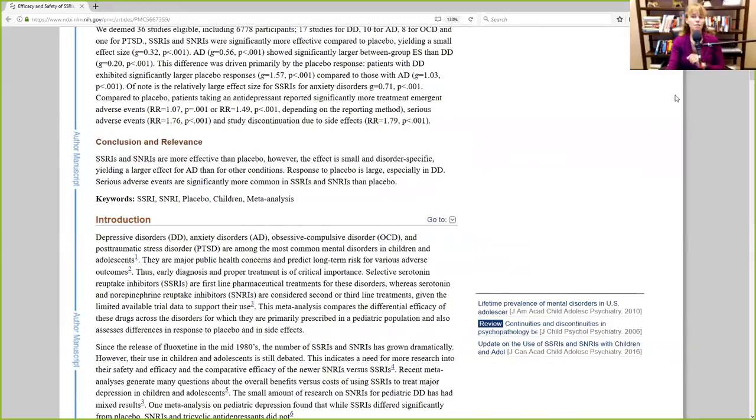The response to the placebo is large, especially in those with depressive disorder. So those with the depressive disorder, even if they were given the placebo, also showed a large improvement. And serious adverse events were significantly more common in both groups than with placebo. So that kind of gives you a summary.